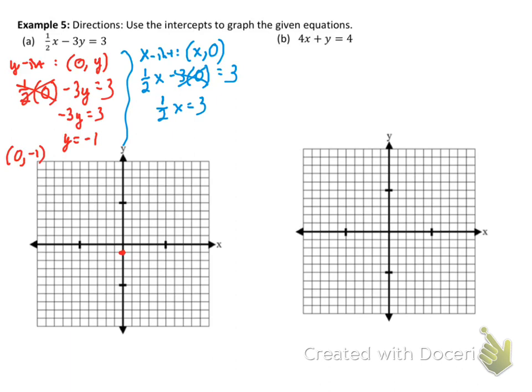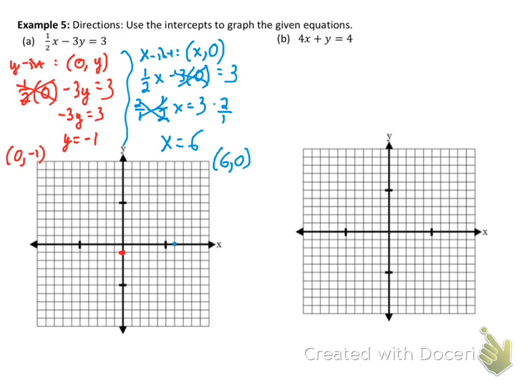You have to remember, there will be some fractions. What's that fraction doing to x? It's multiplying. So how do I undo multiplication by a fraction? I divide. How do I divide fractions? Multiply by the reciprocal. So x is going to equal 6. So the x-intercept is going to be (6, 0).